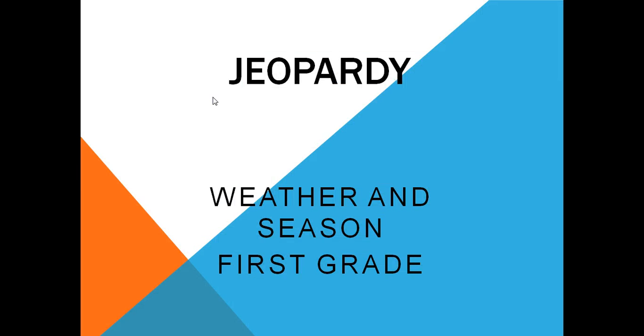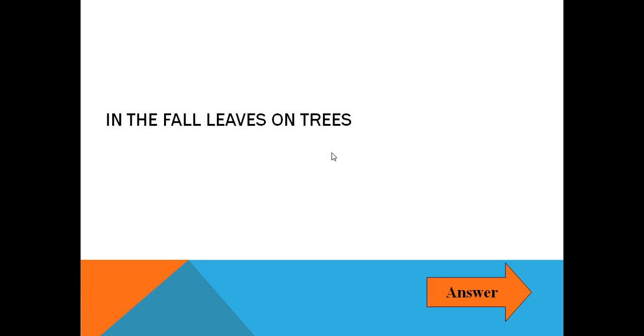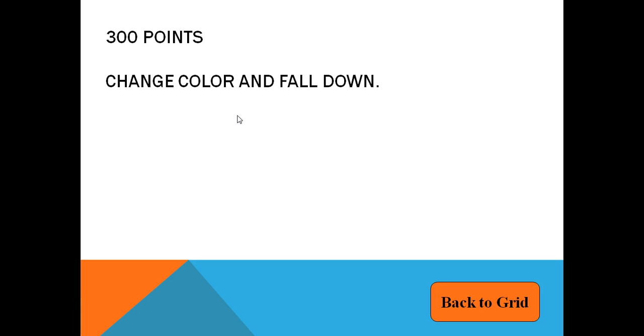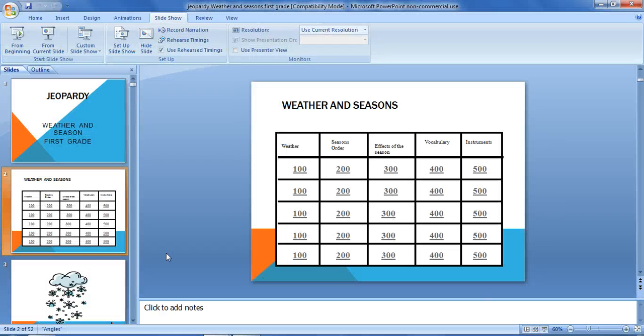I'm just going to show you as an example. This is my Jeopardy game. I'll go effects of the season 300. In the fall, leaves on trees. The answer is change color and fall down. And then it goes back to the categories. And there you go. Now you know how to do this.